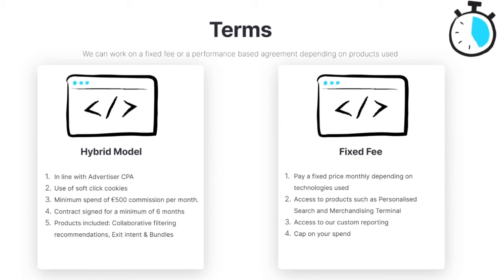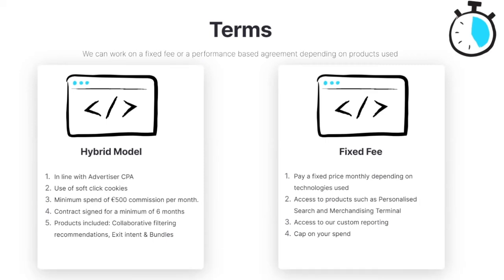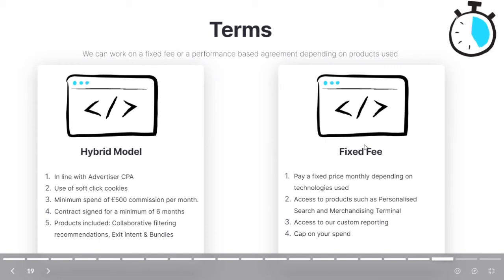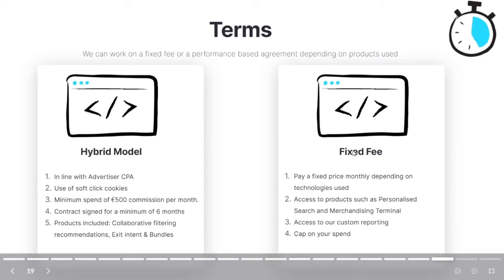And the products included on the hybrid model would be the collaborative filtering recommendations, the exit intent recommendations, and also the bundling that Yeli mentioned earlier in the presentation. And then we also have a fixed fee model. We appreciate that some of our clients prefer using that model as a way of capping their spend. If you have loads of traffic and loads of interactional data, then the CPA model might get out of hand. And so what we can do is cap that spend. And so you pay a fixed price monthly, depending on the technologies used.